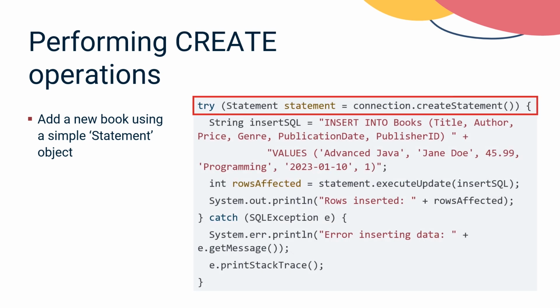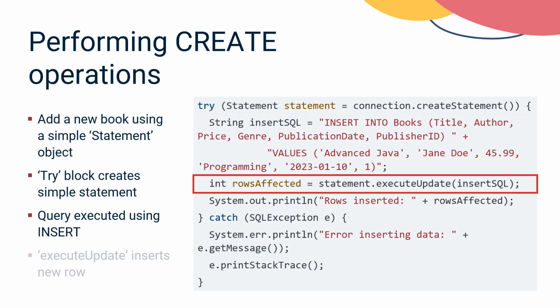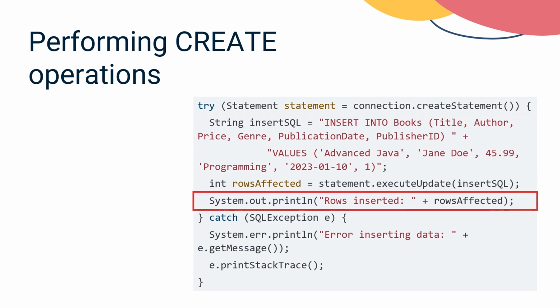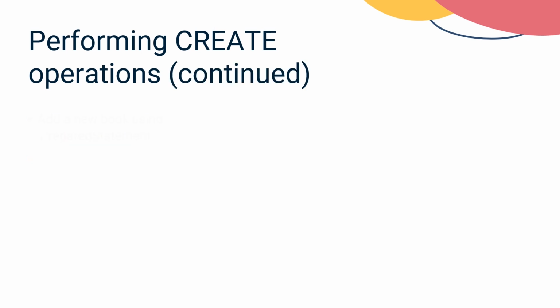In this code, the try block creates a simple statement. Then the query is executed to insert a book into the books table with the specified values for the table columns. Then execute update inserts the new row into the database. The number of rows affected is then printed out, and as usual, any exception that occurs is passed into the catch block.